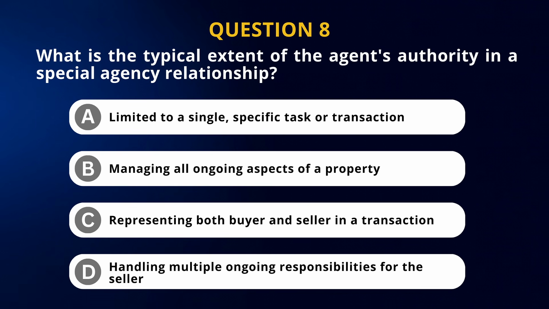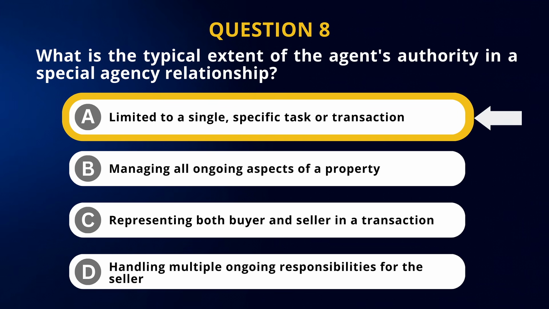Question number 8. What is the typical extent of the agent's authority in a special agency relationship? Letter A, limited to a single specific task or transaction. Letter B, managing all ongoing aspects of a property. Letter C, representing both buyer and seller in a transaction. Letter D, handling multiple ongoing responsibilities for the seller. And the answer is letter A, limited to a single specific task or transaction.